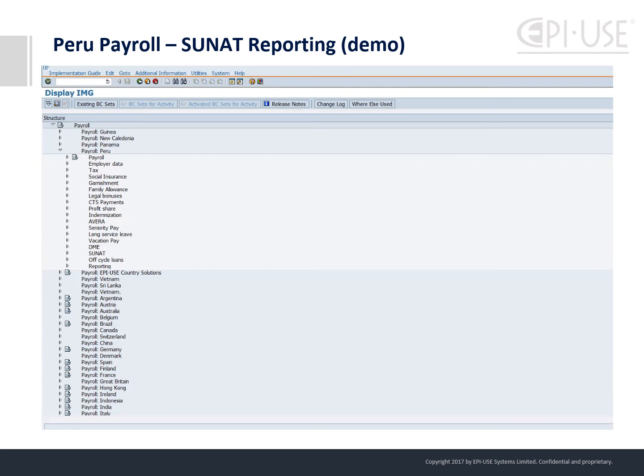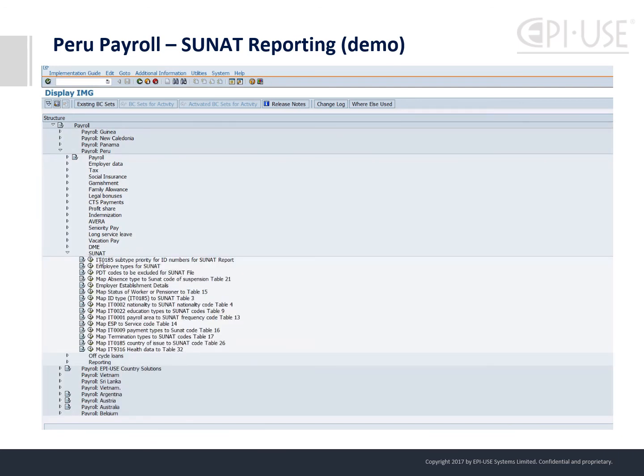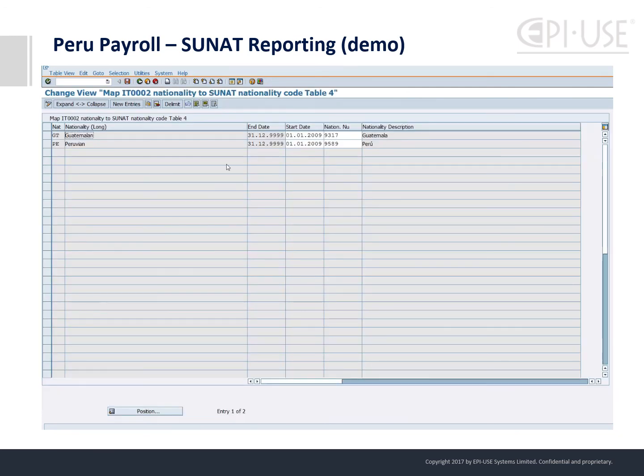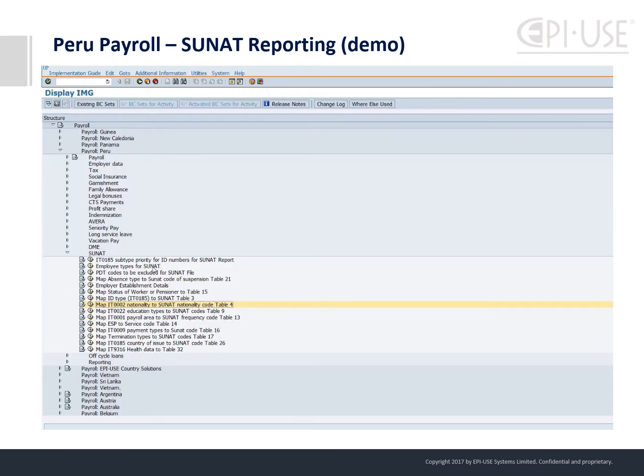For the SUNAT reporting also to work properly, there's some configuration to be done. Again, it can be done via the IMG in the Peru Payroll section. We find this node for SUNAT, and in there there's a lot of information that needs to be mapped to all the different tables so that the correct information can pull through. In any of these, you just map whatever is needed to the different tables. So this is all done in the IMG.